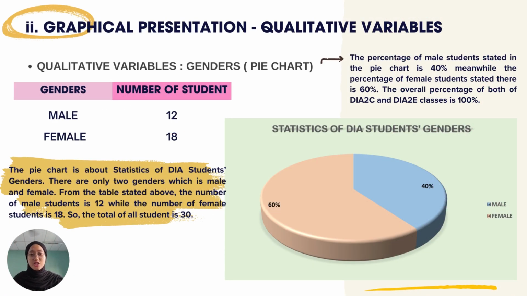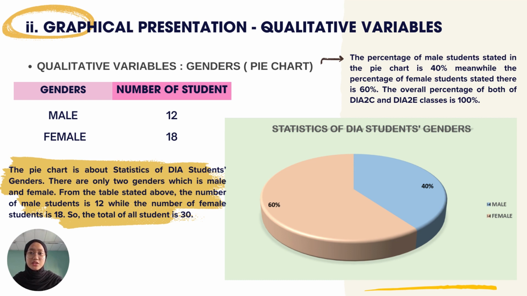So now I'm going to present the qualitative variable for gender, which we show in a pie chart. The pie chart is about the statistics of DIA students' genders. There are only two genders, which are male and female. From the table stated above, the number of male students is 12, while the number of female students is 18. So the total of all students is 30.